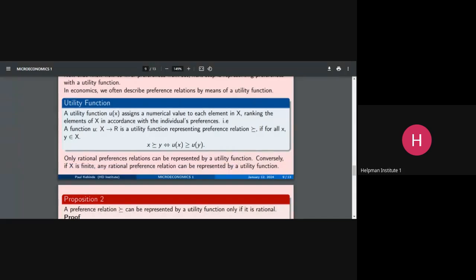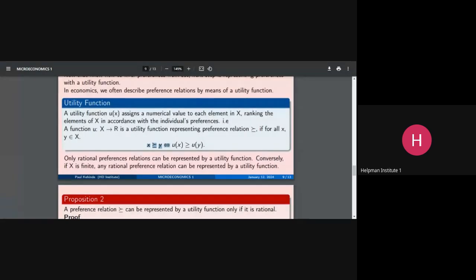What I mean by a finite set X is a set that is countable. When I can count the elements in that set, it's a finite set. If I cannot count it, it's an infinite set. So I just put "in" in front of finite: infinite, meaning that I cannot count that set. So for me to apply a utility function, that set must be countable, must be rational.